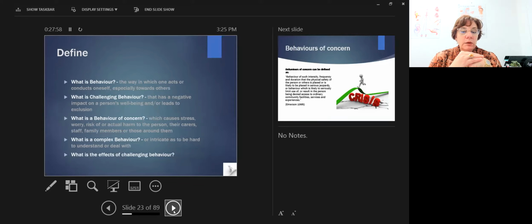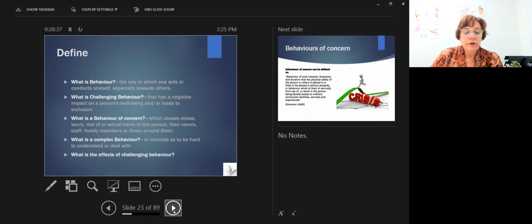But what is a challenging behavior? That is a negative impact on one person's well-being, or leads to them being excluded from something. A behavior of concern is a type of behavior which causes stress or worry, or may also risk acute harm to the person, or their carers, or even other people around them. And complex behavior can be intricate behavior and can be very hard to understand or deal with.